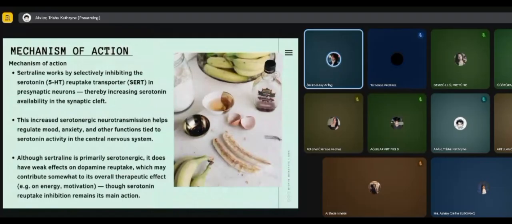Thank you for that, Miss Arellano. So now let's proceed to the mechanism of action that will be discussed by Mr. Andales.